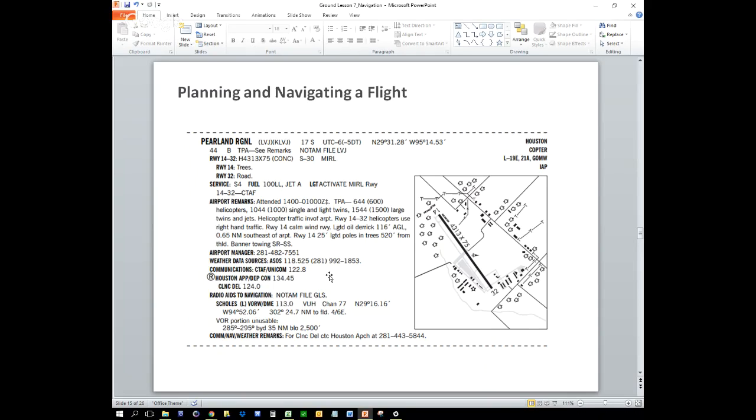As soon as you're off the ground and ready to comply with instructions, you just tune that into your radio and say, "Houston Approach, November 1234, just departed Pearland to the south, 3,000 feet, en route Austin Executive via Industry VOR, request flight following." And then they'll give you a squawk code that you'll put into your transponder, and you're good to go.